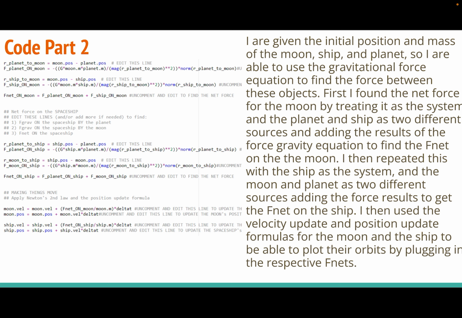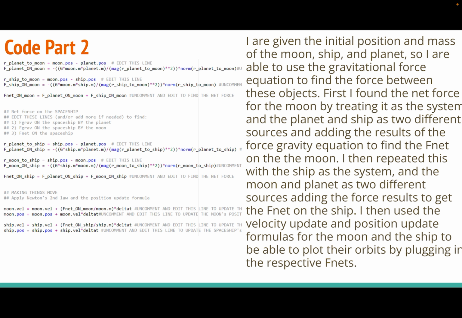I was given the initial position and mass of the moon, ship, and planet, so I was able to use the gravitational force equation to find the force between these objects. First, I found the net force for the moon by treating it as the system and the planet and the ship as two different sources, and adding the results of the force-gravity equation to find the FNet on the moon. I then repeated this with the ship as the system and the moon and planet as two different sources, adding the force results to get the FNet on the ship.